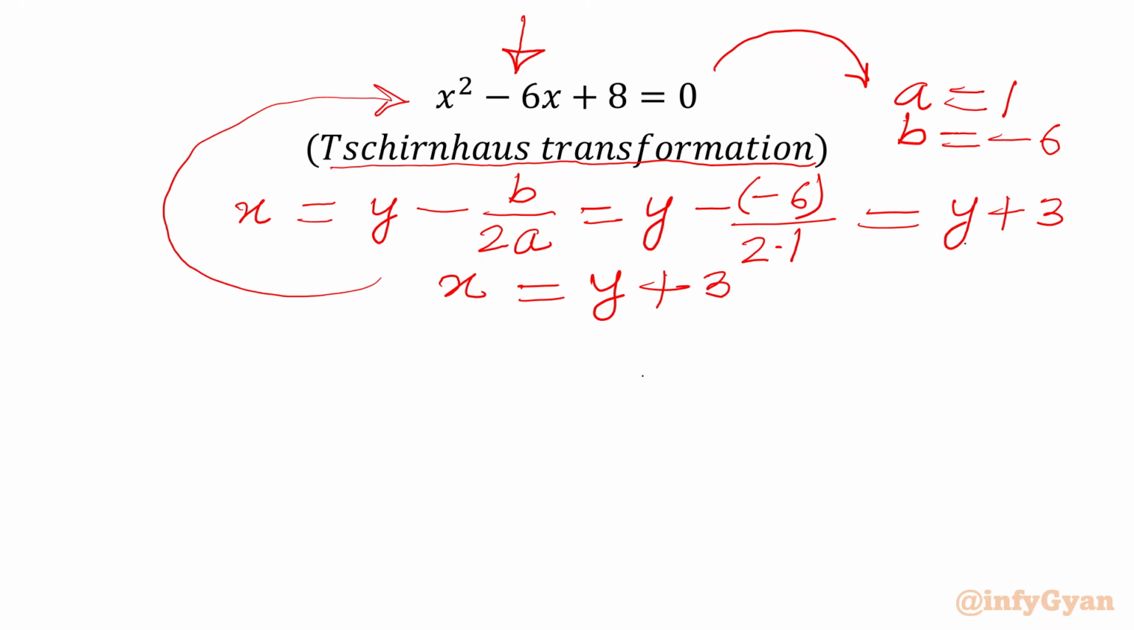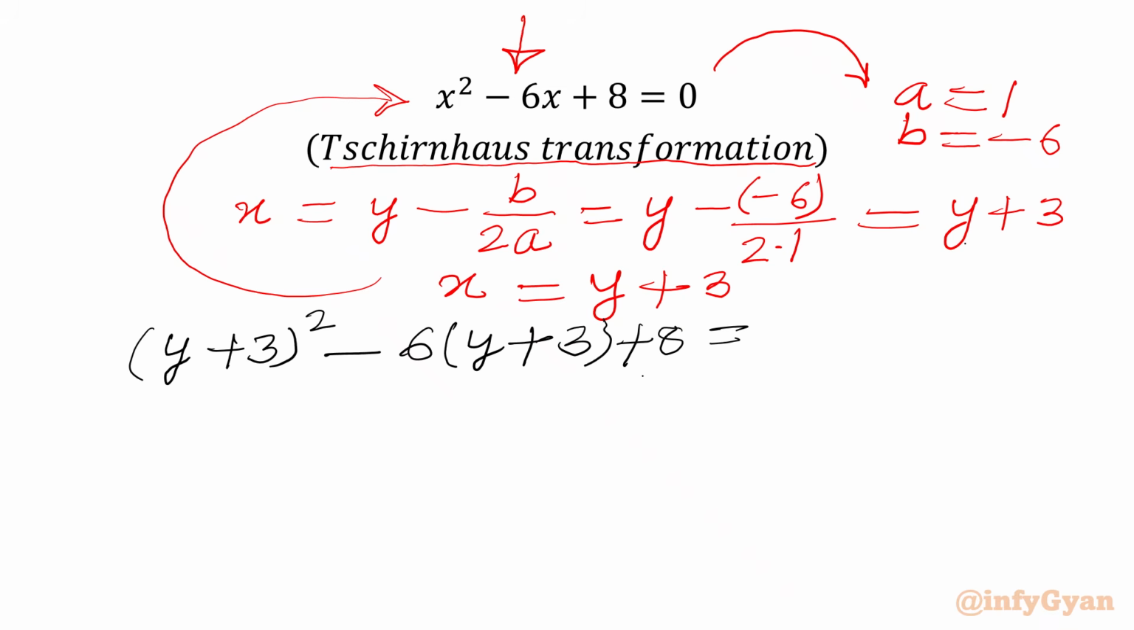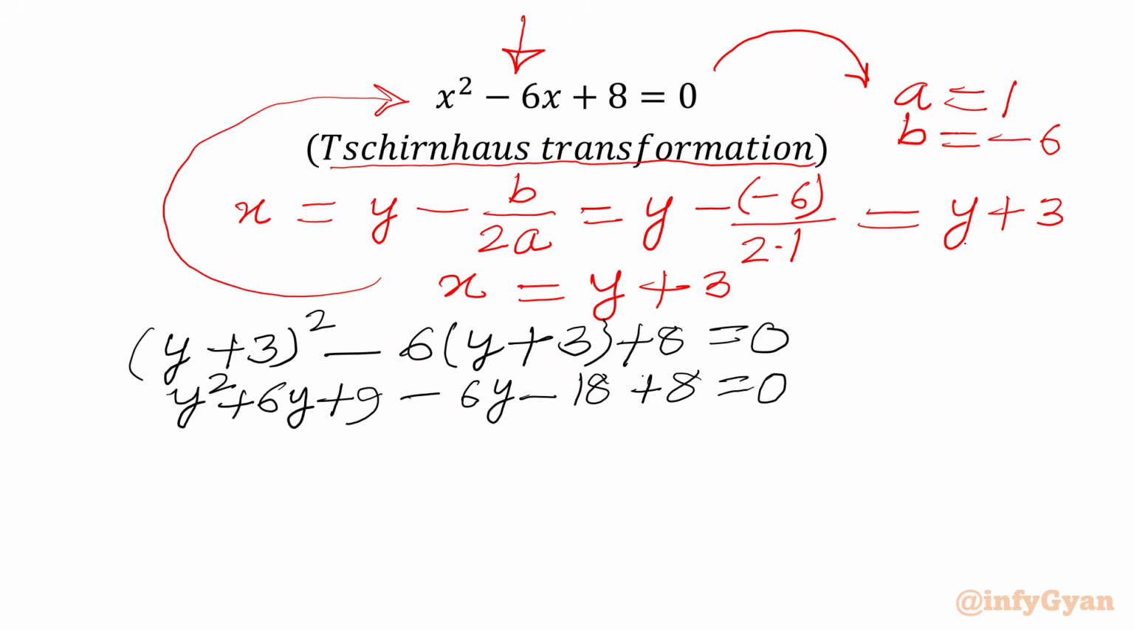quadratic equation. So we are going to get (y plus 3) whole square minus 6 times (y plus 3) plus 8 equal to 0. Let's expand (y plus 3) whole square. We will get y square plus 6y plus 9 minus 6y minus 18 plus 8 equal to 0.